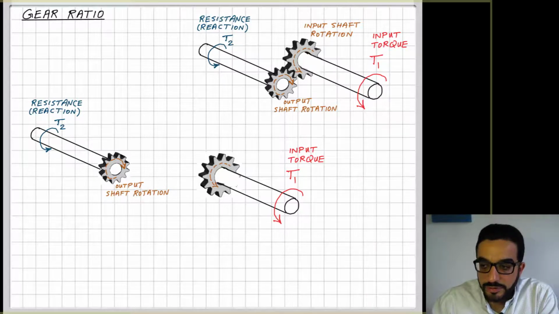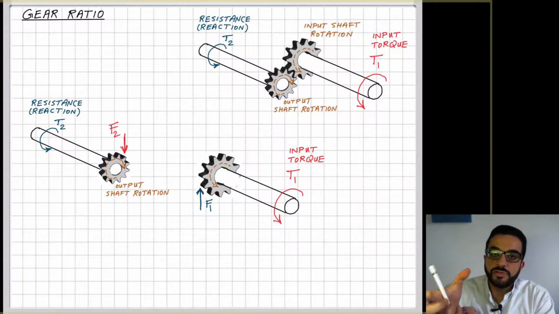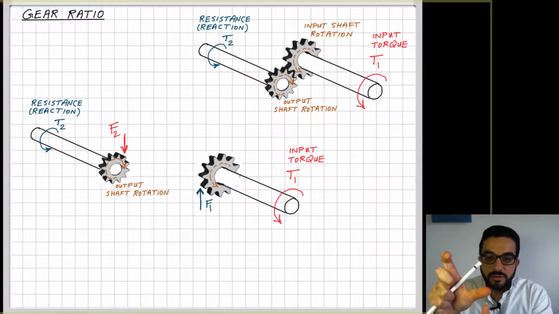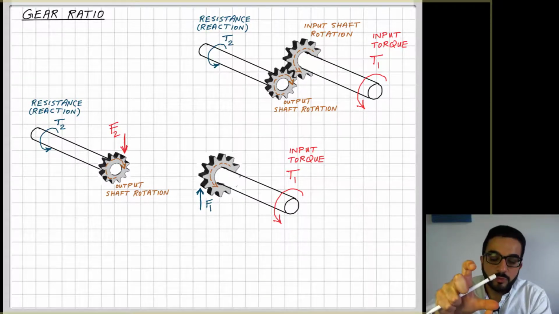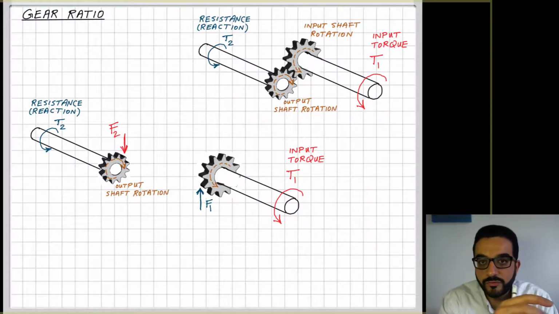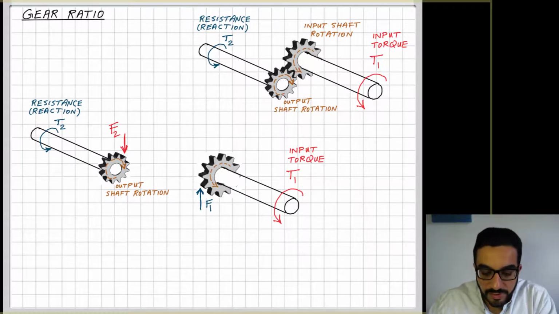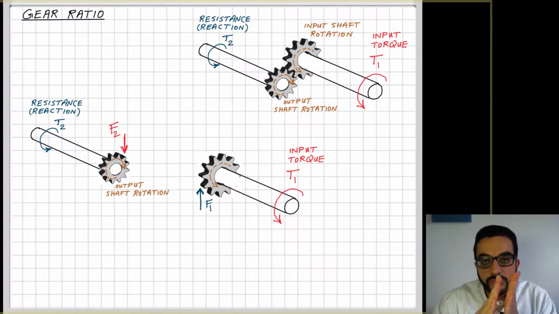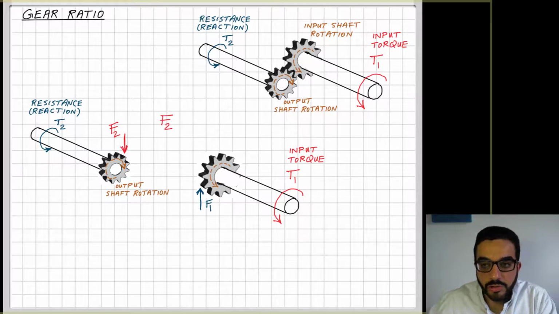What prevents the input shaft and gear from movement is a force F1. If it tries to rotate this way, then something prevents it from rotation just before moving. The same applies to the other gear. That resistance torque T2 is being overcome by a force F2, countering it. One thing here is that these two forces, F1 and F2, are the interaction of the two gears, so they actually are equal forces.